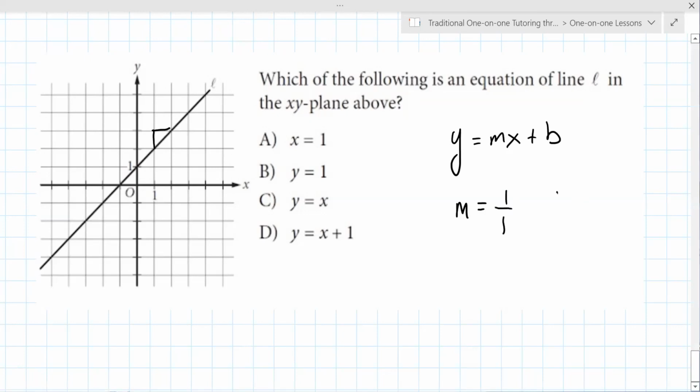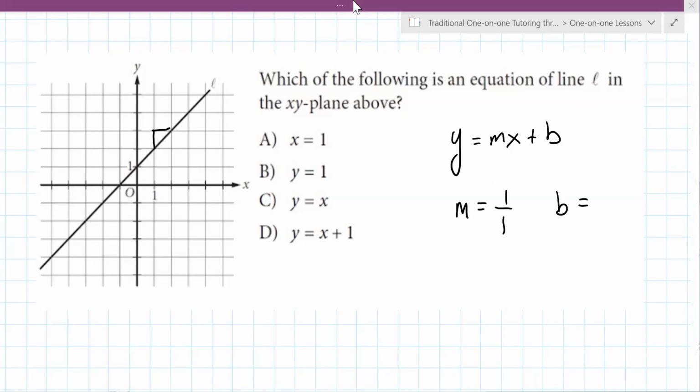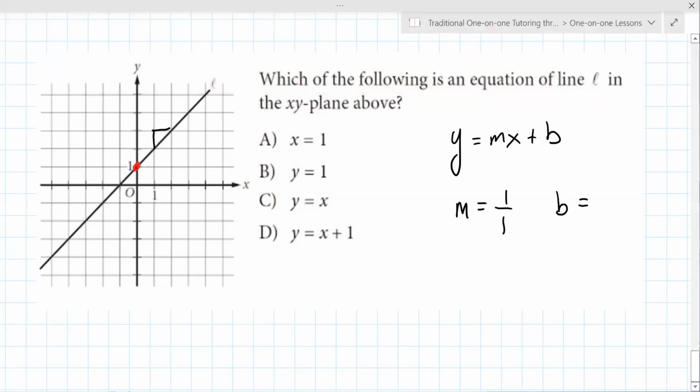Okay. Do you remember what the b value represents or what it refers to? It represents the slope. No, m is the slope. It represents the y-axis, exactly, where it crosses the y-axis. Where does this cross the y-axis? At 1. A lot of ones here.